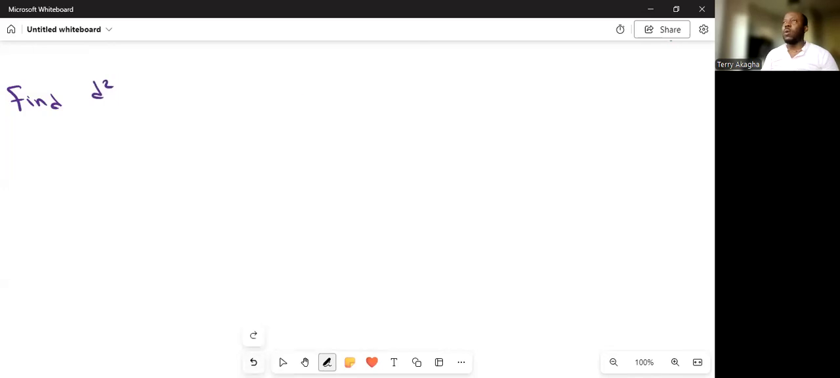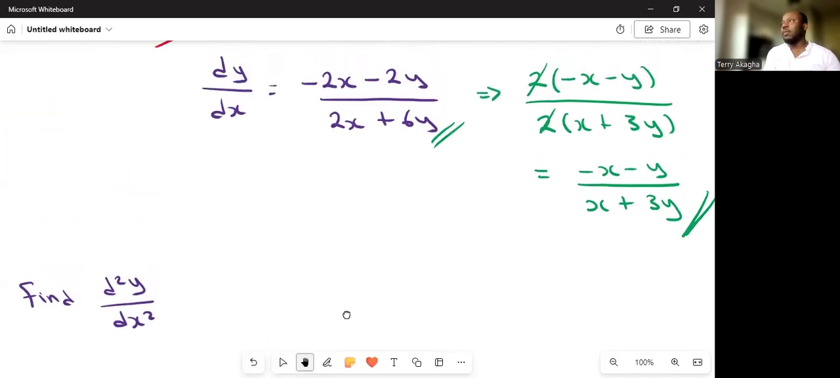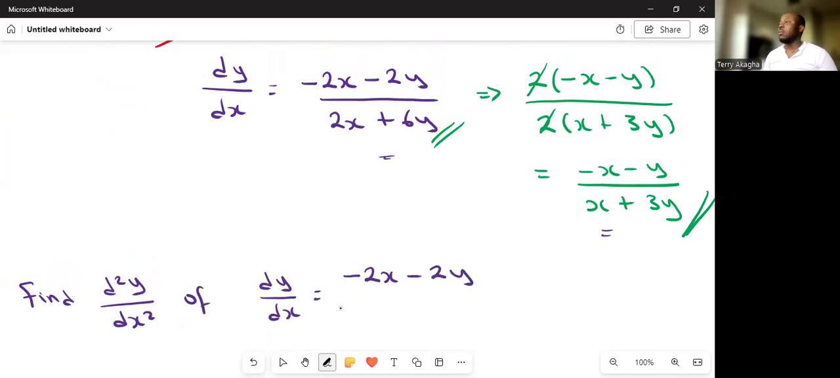We're finding the second derivative of the answer we got here. So we had dy over dx to be equal to... I'm going to use the first one to solve it, just out of preference. You can use this one, you still get the same thing, but I would prefer to use the first one here. So we have the second derivative of the answer we had here, minus 2x minus 2y divided by 2x plus 6y.